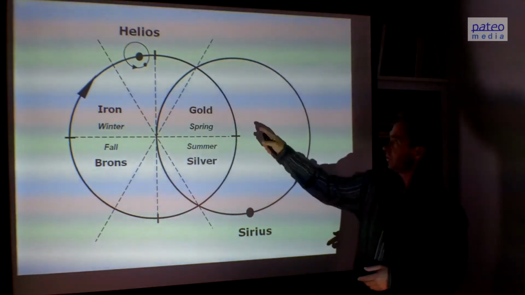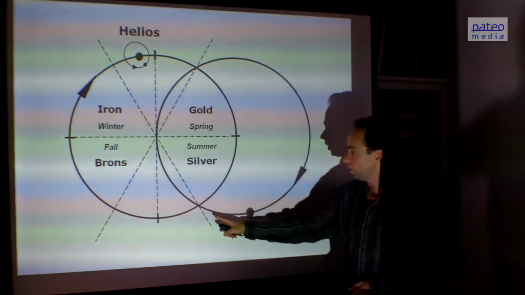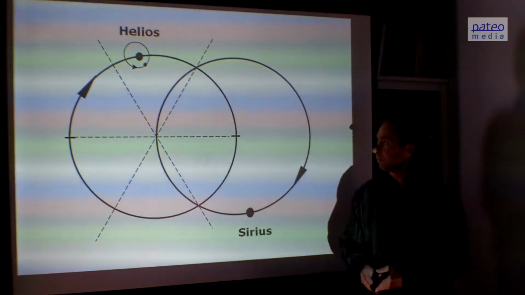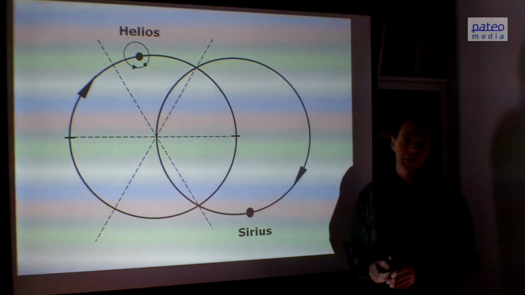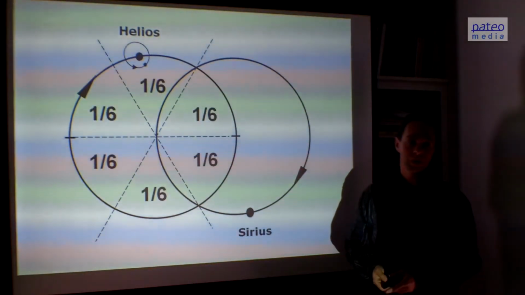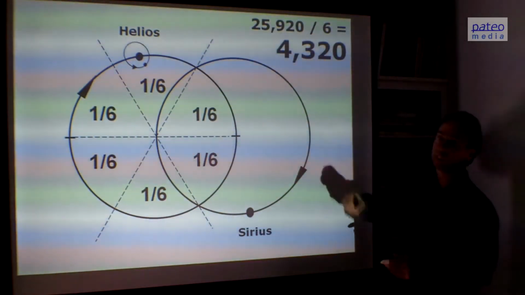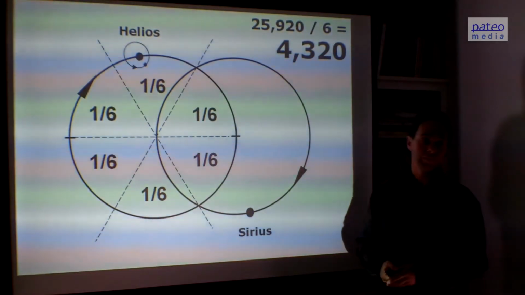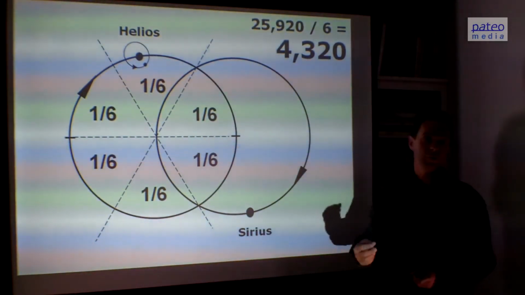Let's draw new lines from this point where both circles meet through the center, and also here where both circles meet through the center. Why is this so important? By doing so, we divide the circle of Helios into 6 equal parts. What does that mean? The total was nearly 26,000 years, but if we divide it by 6, we get 4,320 years. This is a very important number, 4320.